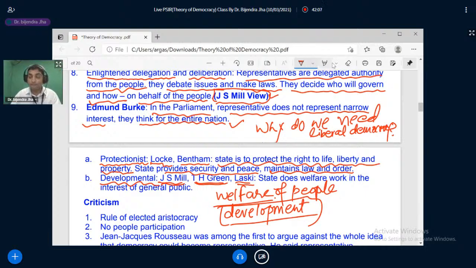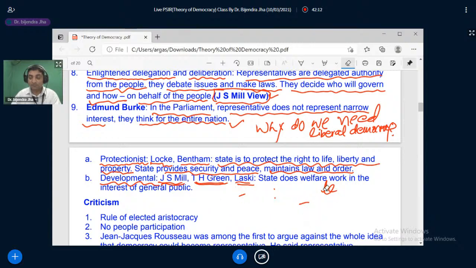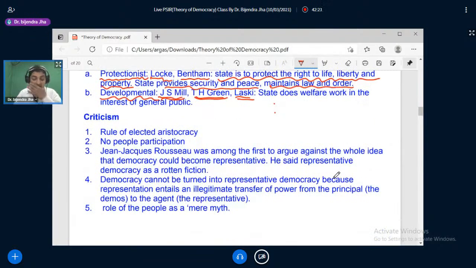Now the criticism. So what is the criticism? The major criticism came from Jean-Jacques Rousseau, right? So you have to write the name. The major criticism is that it is elected aristocracy. It is a rule of elected aristocracy: you elected them and then they became kings, right? They have no concern for the masses. So that is one criticism, that representative democracy or liberal democracy is a rule of elected aristocracy. Once representatives are elected, they are detached from the masses and the needs of the constituency to which he or she belongs.